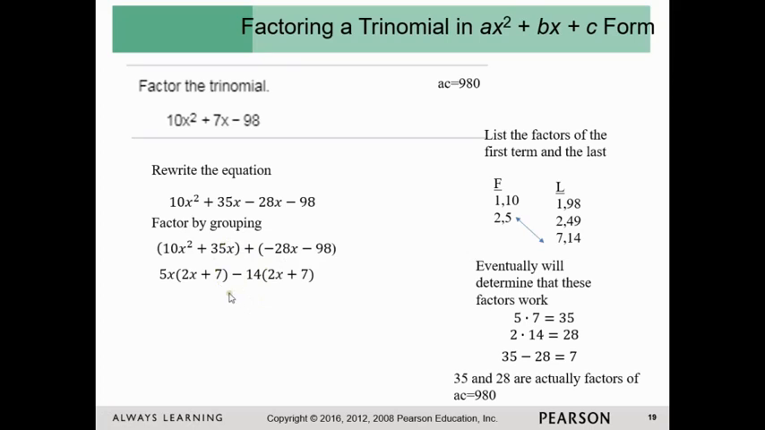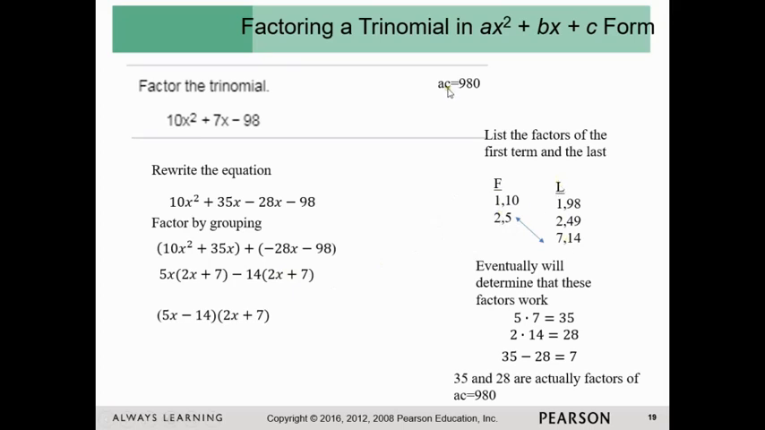So now I'm going to move. Now I've created this common factor of 2x plus 7. So I take out the 2x plus 7, and I've just factored that. So this is a little more challenging, but the best way to do it, as I said, is to list out the factors of the first and the factors of the last.